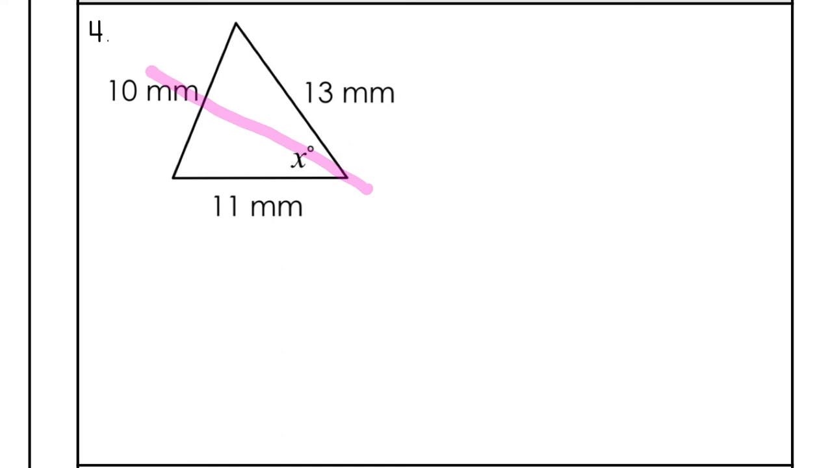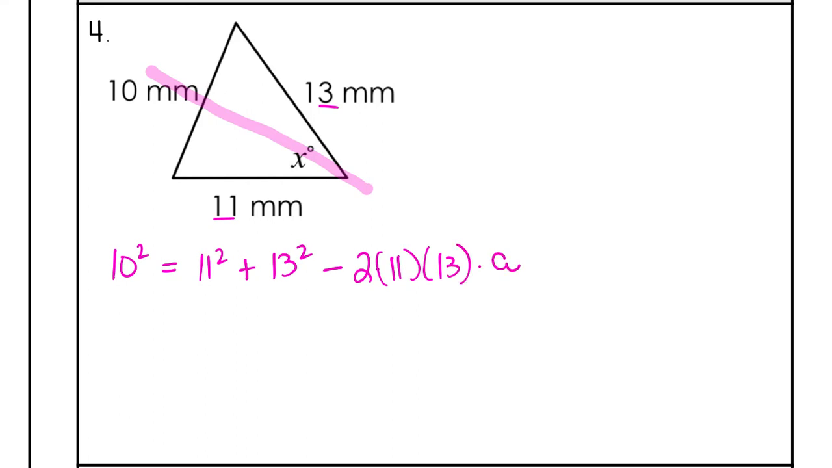So when you are setting up your equation, you always start with one of the sides. And since we are trying to solve for this X, we have to start with this side. So it's going to be 10 squared equals, now the other two sides, so 11 squared plus 13 squared minus 2 times 11 and 13 times the cosine of this angle that we didn't know. So I'm going to leave it as X.